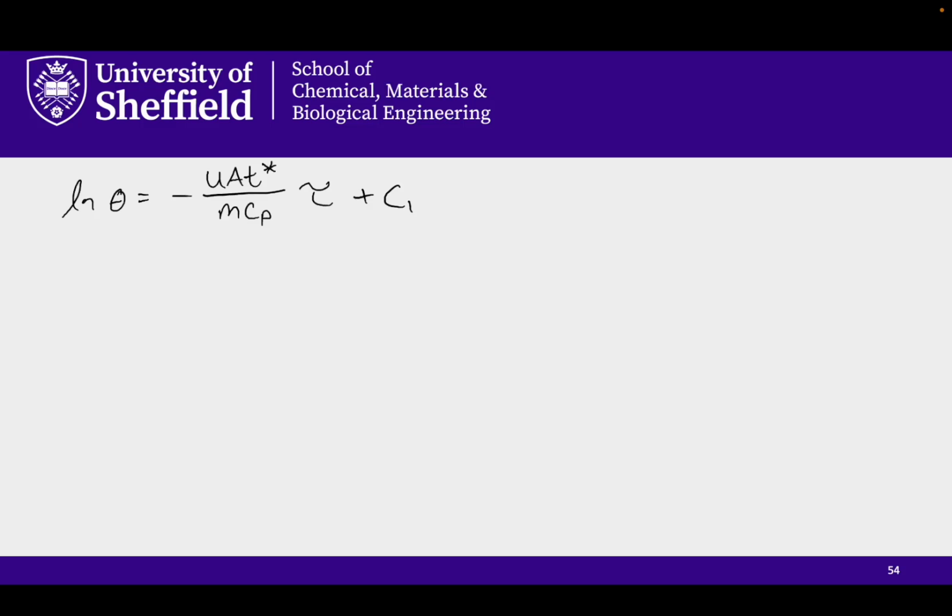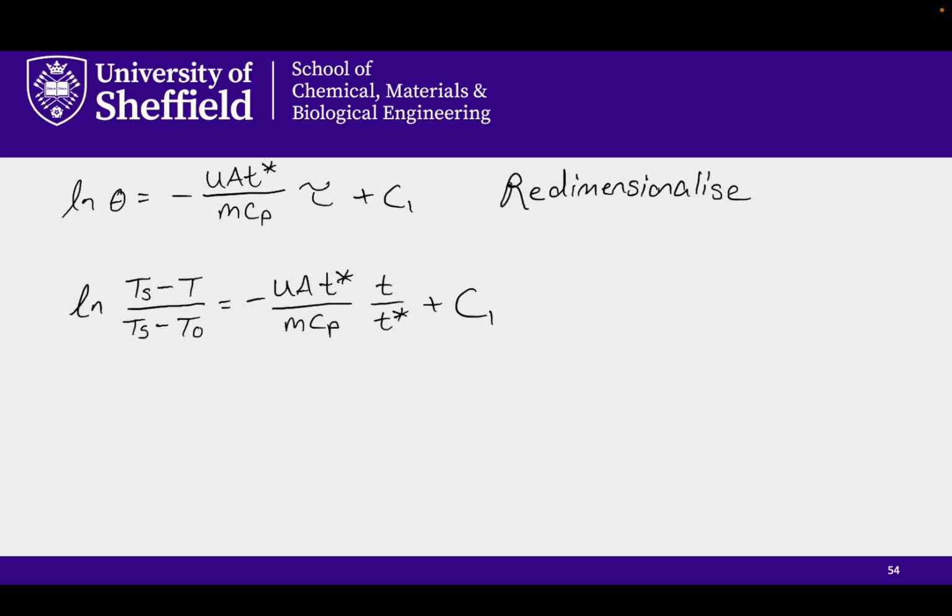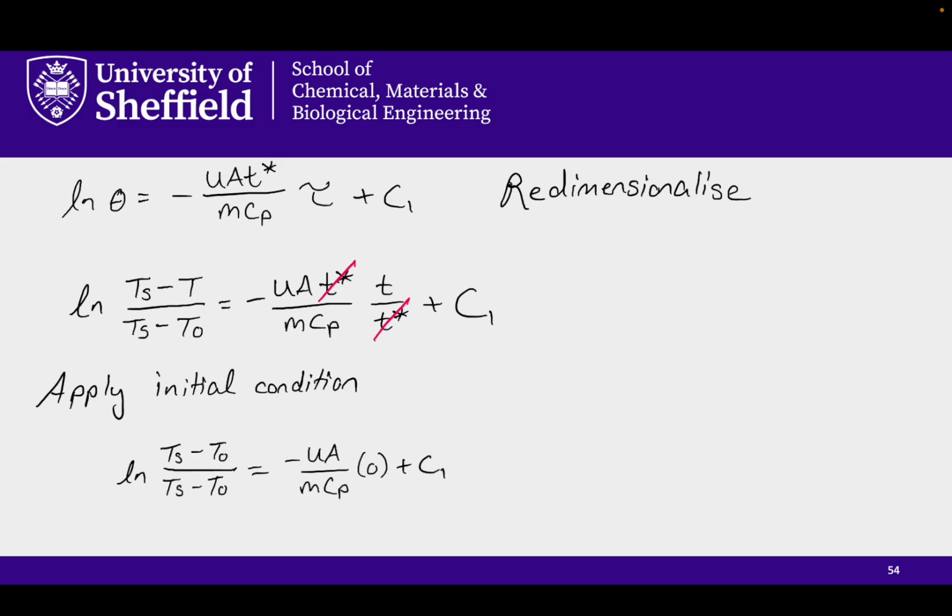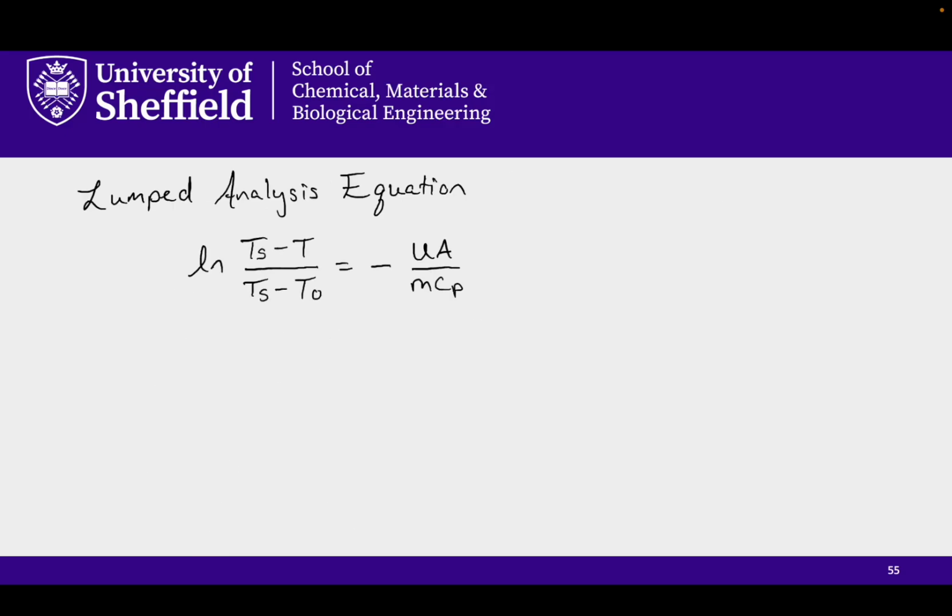Either way will work. So to redimensionalize the non-dimensional equation, I plug in for theta equal to Ts minus T over Ts minus T naught. And then I also plug in for tau, which is just t over t star. And you can see that those t stars cancel out. Now we can apply this boundary condition, which is also an initial condition, which says that at time equal to 0, the temperature is equal to T naught. So we plug that in, we get the natural log of 1, which is 0, another 0, and that means that our constant of integration has to be 0. So our lumped analysis equation simplifies to this expression.